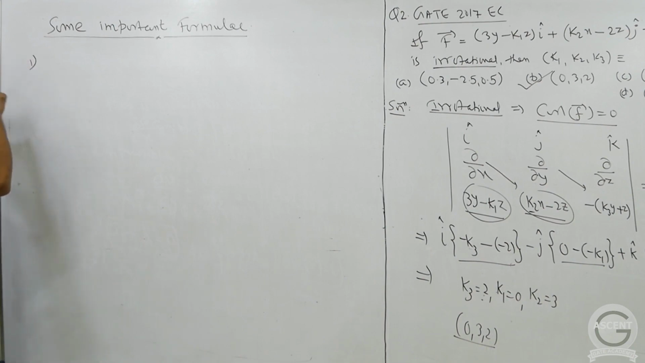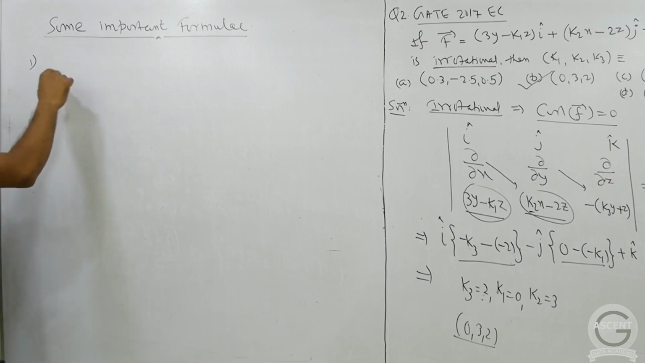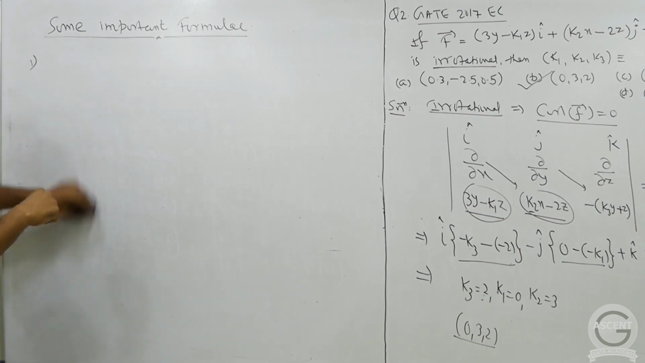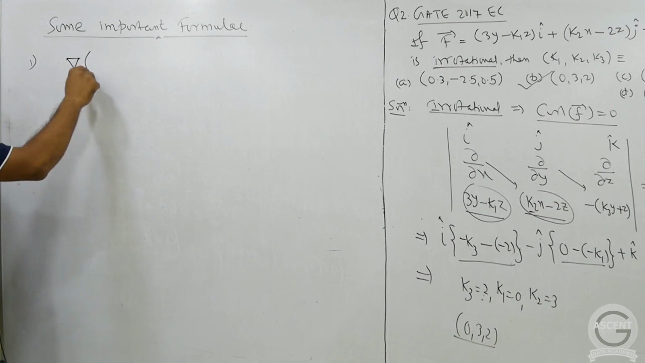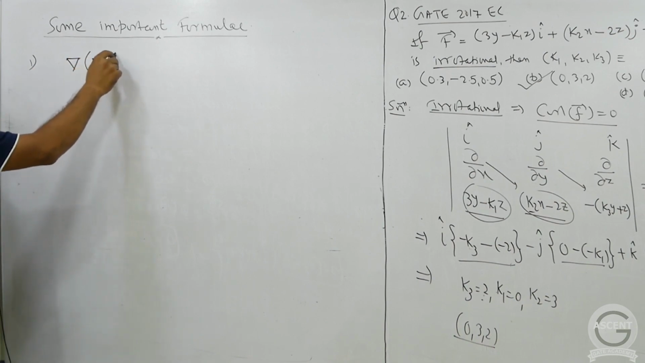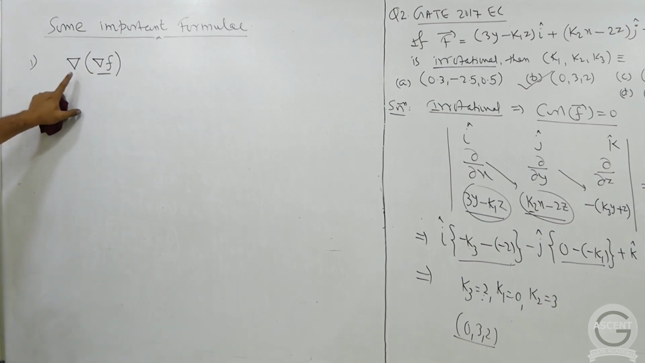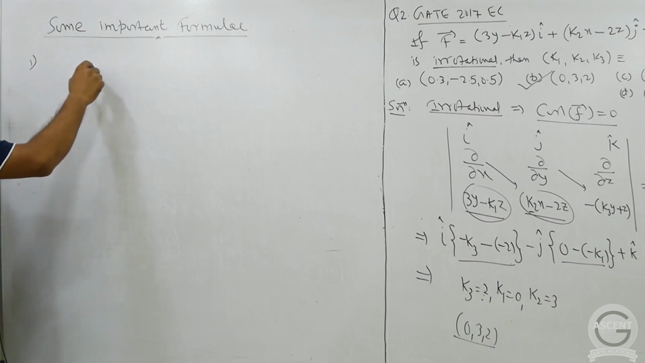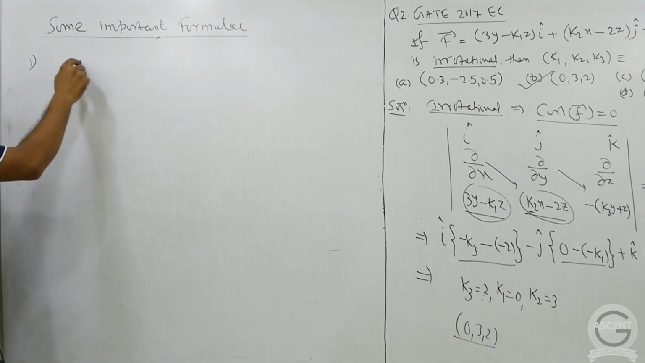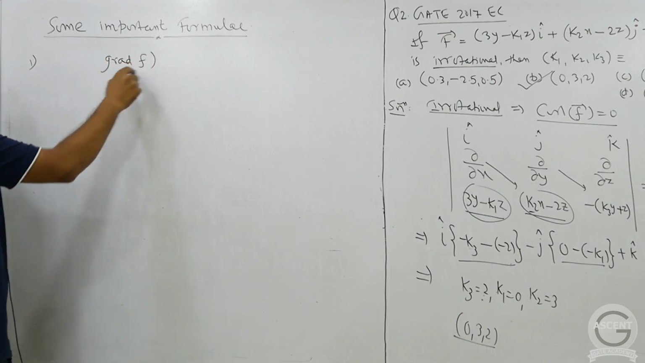Now we are going to see some important formulas. Total we are going to see 4 different formulas. So the first formula will be, suppose we have to calculate gradient of divergence of f. Divergence of f will be a scalar quantity and we have to calculate gradient of divergence of f. Maybe I should write in this manner. See, our first formula will be, suppose I have to calculate gradient of f. Okay, gradient of f was a vector quantity.